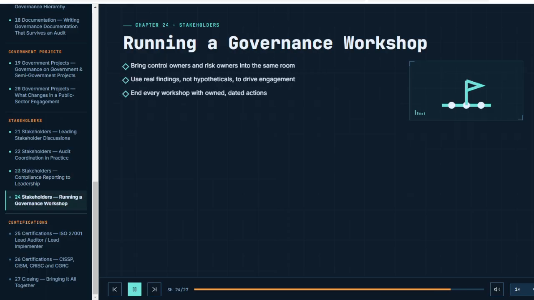A good governance workshop puts control owners and risk owners in the same room. Use real findings instead of hypotheticals to drive engagement, and never end a workshop without owned, dated actions on the table. In summary, bring control owners and risk owners into the same room, use real findings, not hypotheticals, to drive engagement, and end every workshop with owned, dated actions.